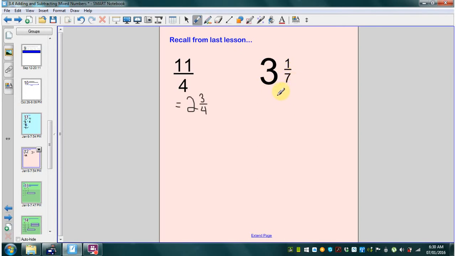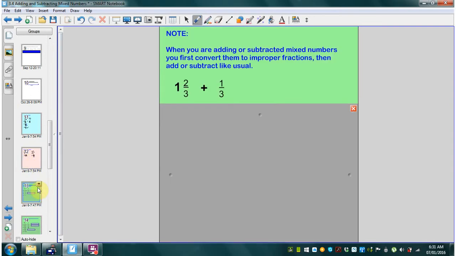Okay? Now, if we want to change this to improper, the trick is we start here with our 7. We go 7 times 3 is 21. So we go times here. And then 21 plus our numerator. 21 plus 1 is 22. 22 goes on the top of our fraction. And then we just keep the denominator that we started with. Okay, once you have this down in your exercise book, we're ready to move on to a new example.